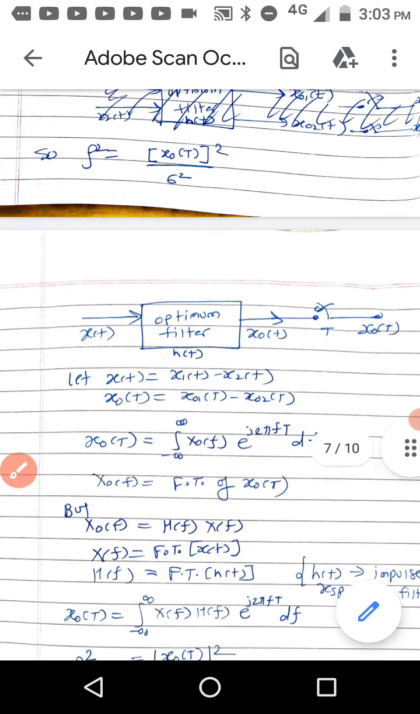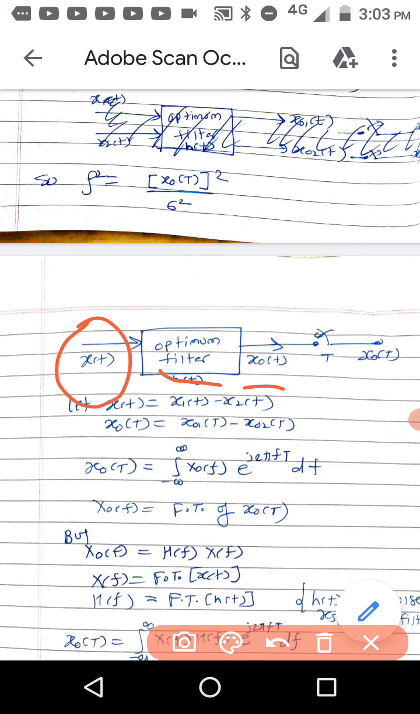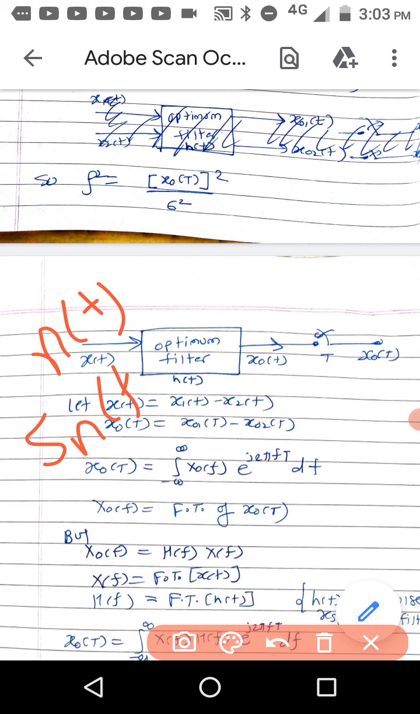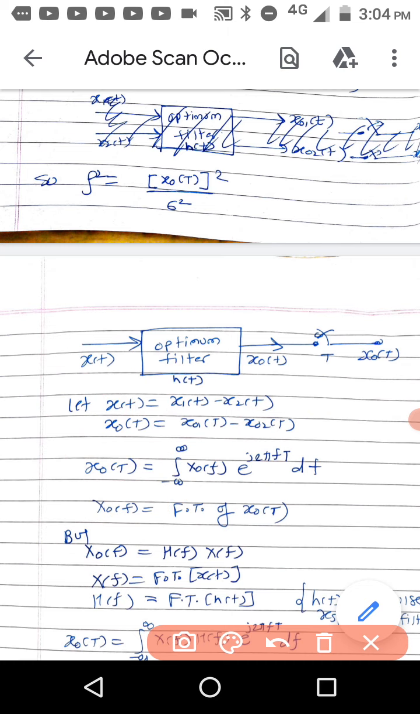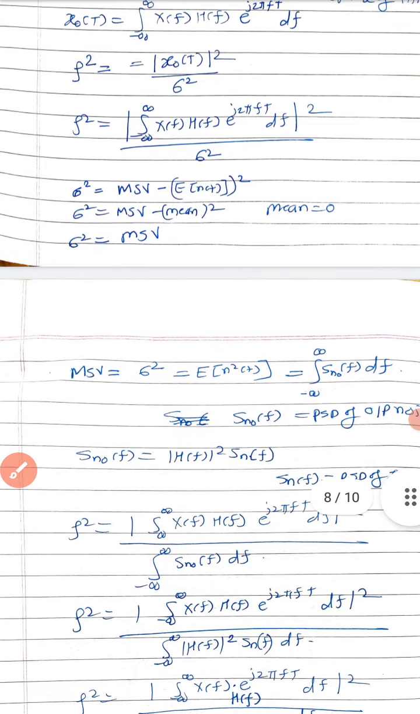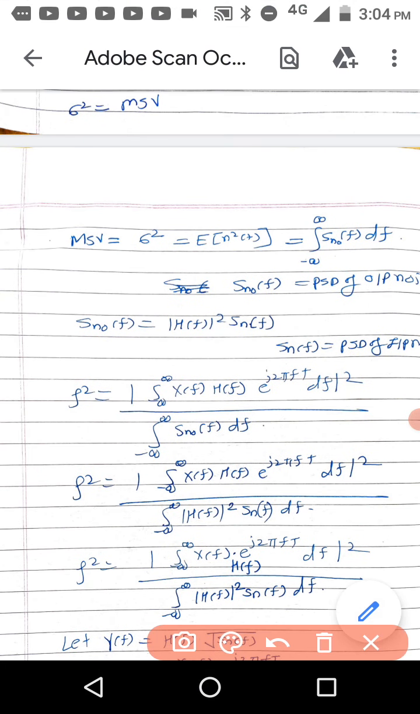So if the noise input has PSD SN(f) and the output PSD is S0(f), then these two are related by mod H(f) square. This we have seen in the transmission of a random process through an LTI filter. So here, instead of sigma square we are writing the integration of the output PSD, and instead of the output PSD we are writing mod H(f) square into SN(f).